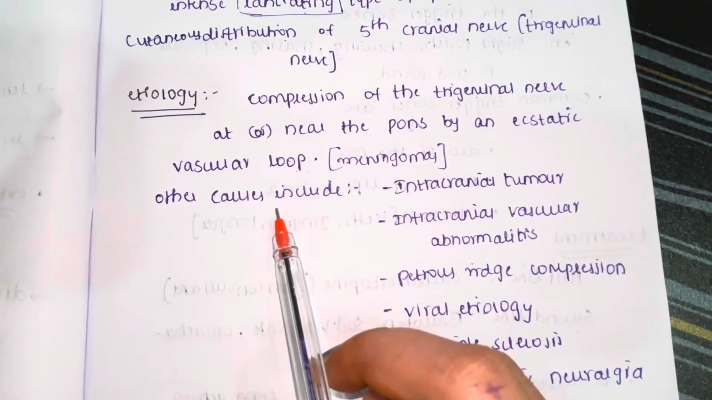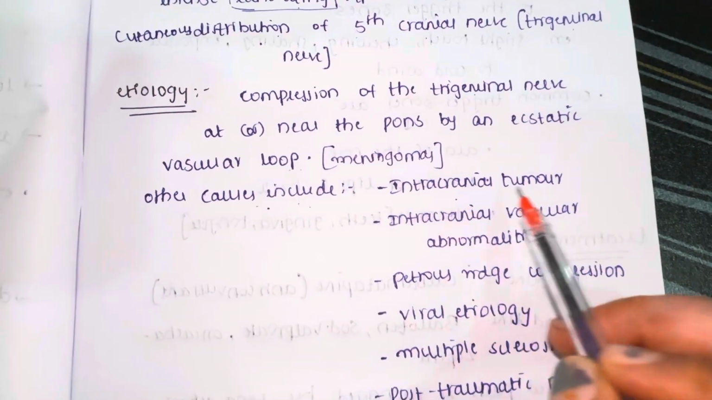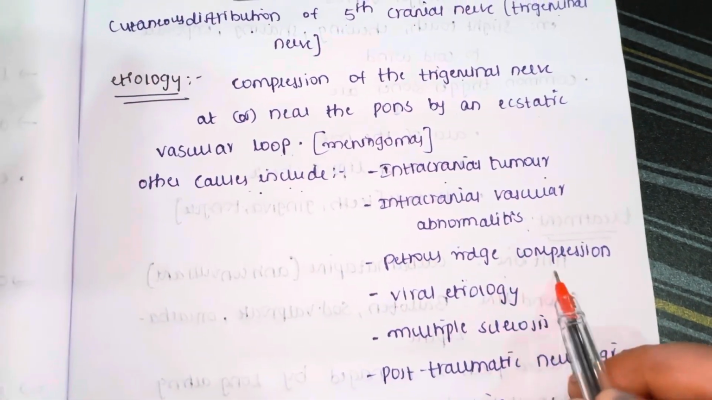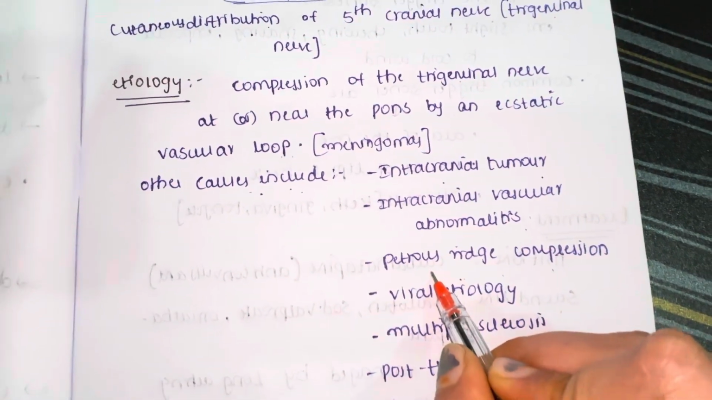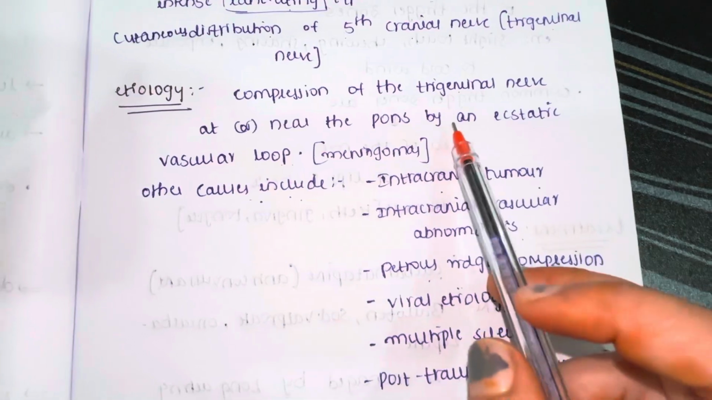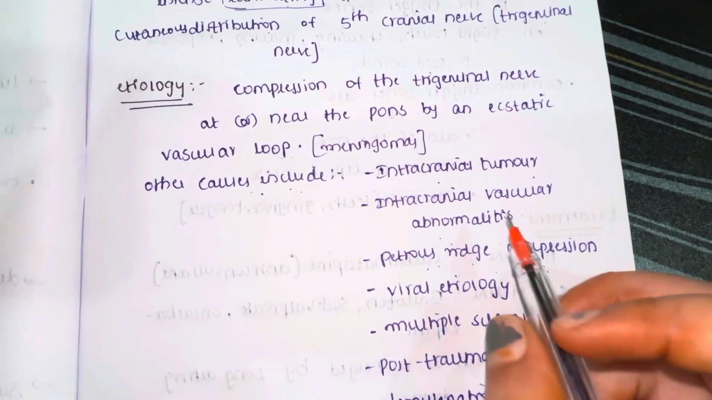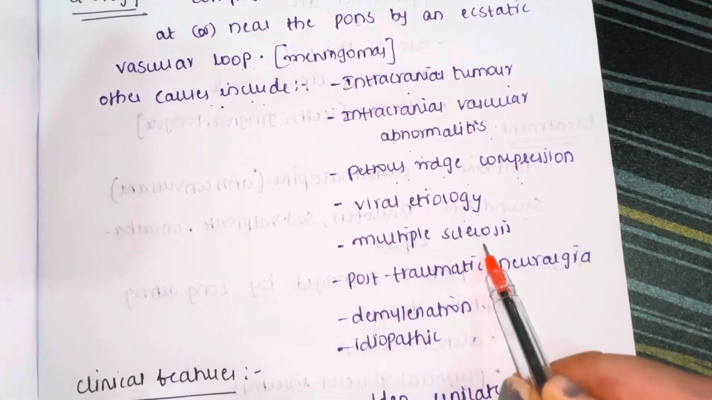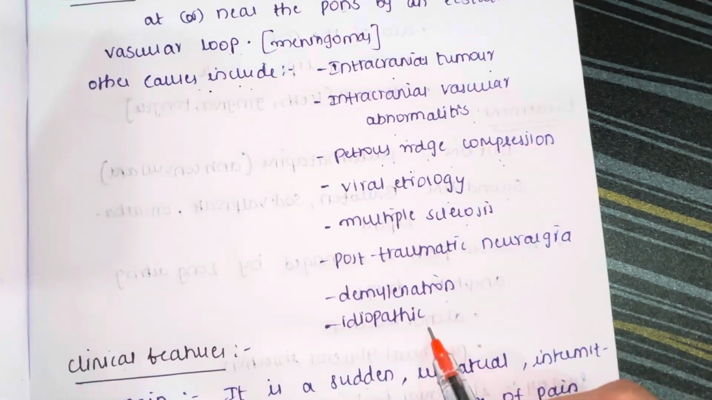Other causes where you see this trigeminal type of neuralgia are intracranial tumors, vascular abnormalities and petrous ridge compression. Near the ear we have the petrous bone, in which this fifth cranial nerve is present. So petrous ridge compression causes trigeminal neuralgia. And viral etiology, multiple sclerosis, post-traumatic neuralgia, demyelination, and other causes are idiopathic.